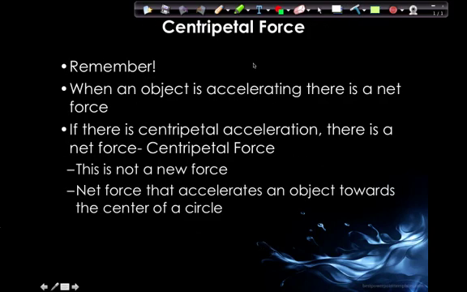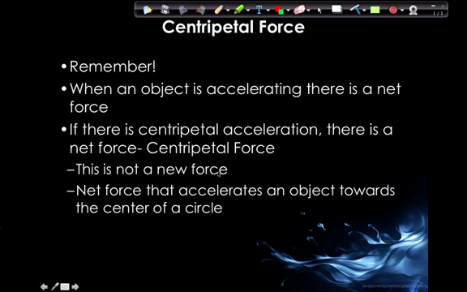Okay, so since we have acceleration, we have a force. Anytime that you have acceleration, you have a net force. So if there is centripetal acceleration, you have a net force, and we call that centripetal force. However, this is not a new force. It deals with all the other forces we've been dealing with. It's just now we're giving it a new term because we're learning about circular motion. But centripetal force is not necessarily new.